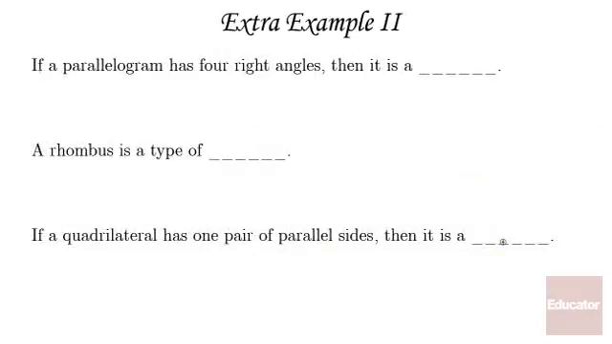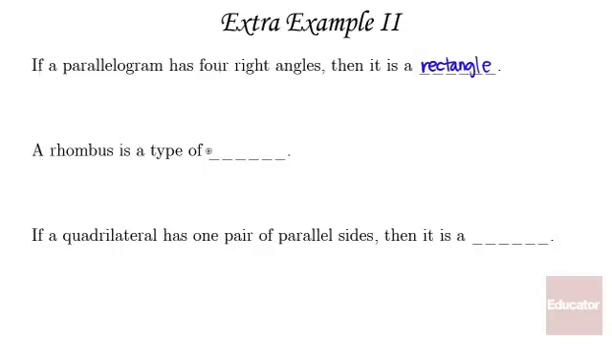The next one, if a parallelogram has 4 right angles, then it is a... Now, what do we know has 4 right angles? We know a square has 4 right angles, and a rectangle has 4 right angles. But isn't a square a type of rectangle? So then this has to be a rectangle. Because if I say rectangle, then I'm also including squares, because a square is a type of rectangle.